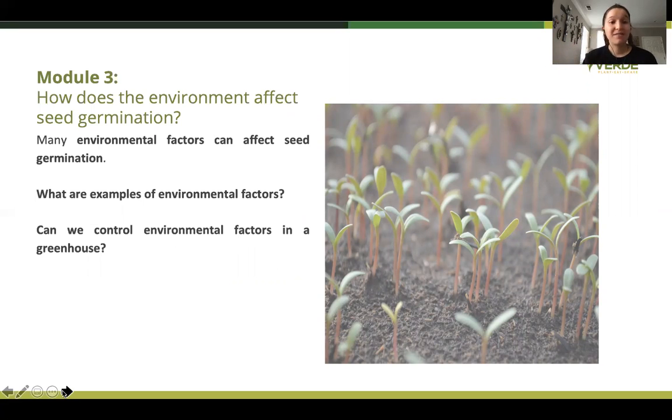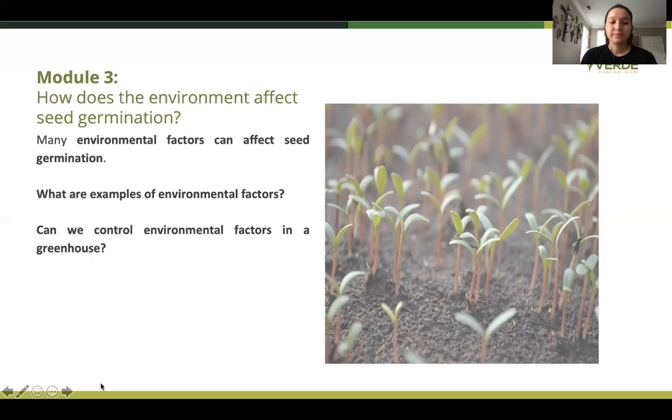There are many environmental factors that can affect seed germination, not just light, water, and temperature. We're going to talk about some examples of environmental factors, and we're also going to talk about, can we control environmental factors in the greenhouse?